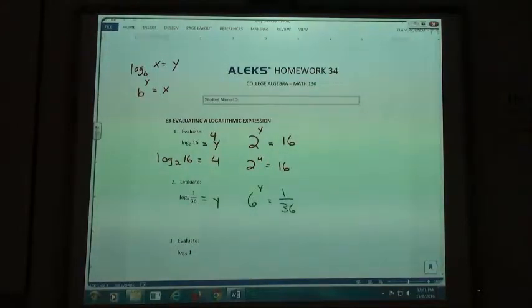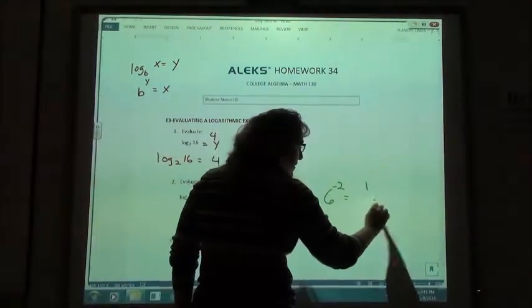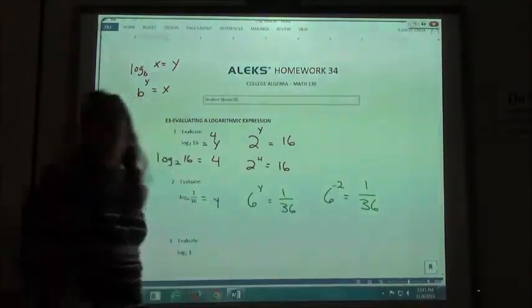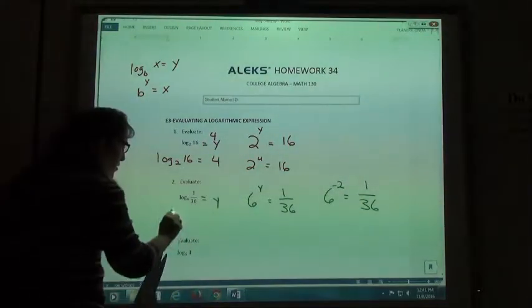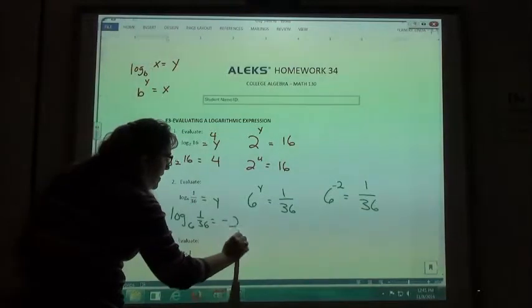Not 2, is it? 6 to the second power is 36. How do we make it do the reciprocal? Ah, it has to be negative, right? If you do 6 to the negative 2, you get 1 over 36. So, log base 6 of 1/36 is going to be negative 2.